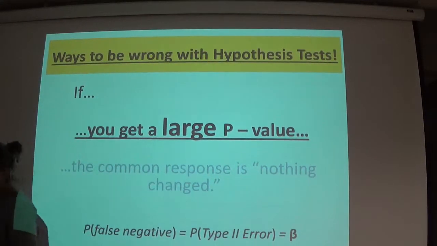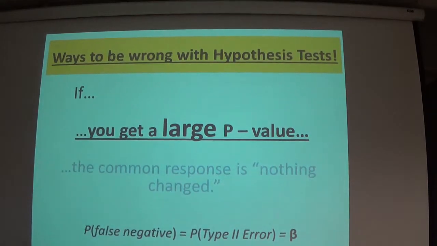Why are you going to call it beta? Because type 1 is called alpha, and let's just go in alphabetical order. Why not, right? Let's be logical. That's what everybody does anyway.